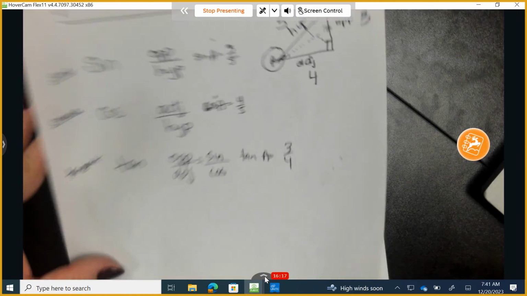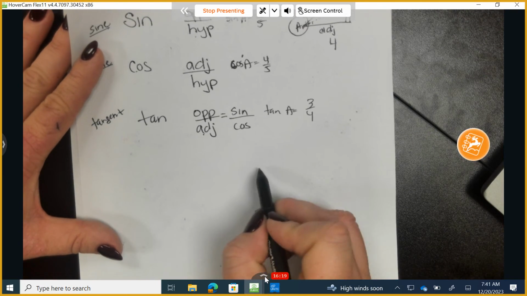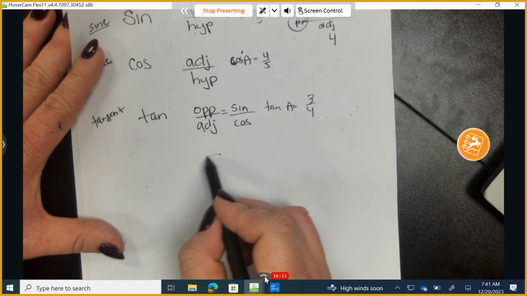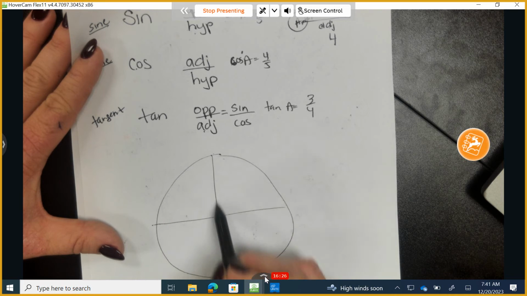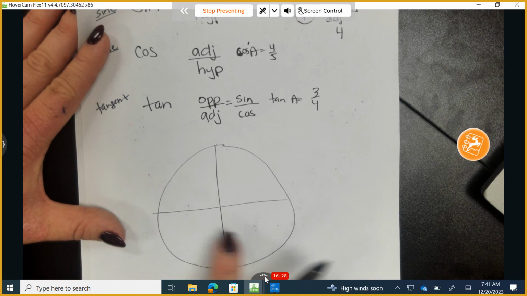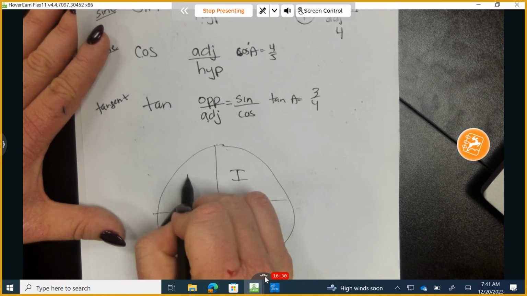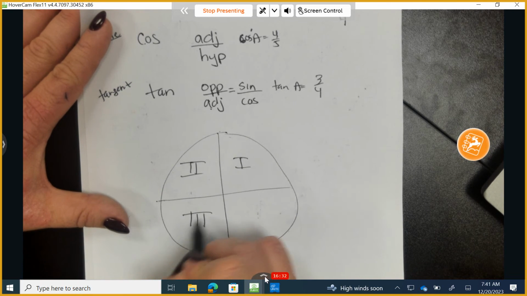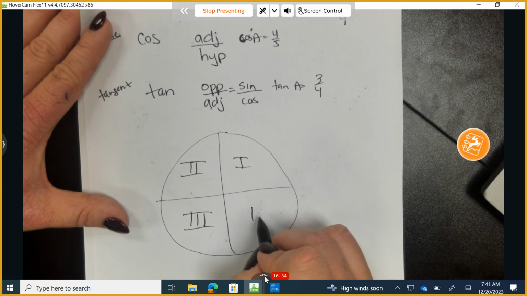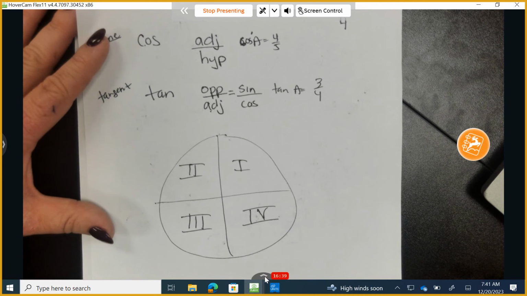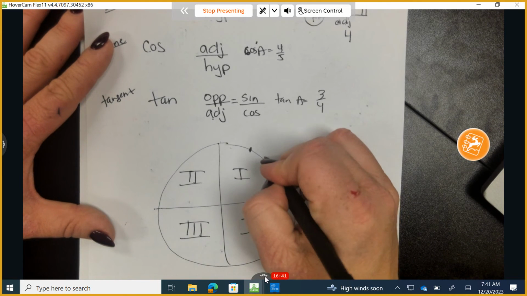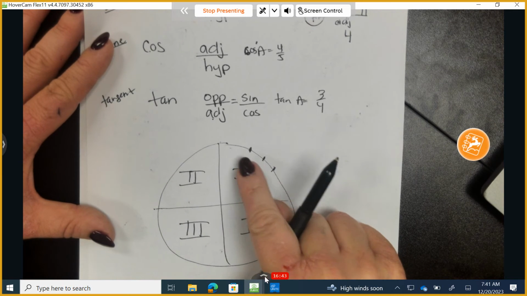Here we go. Think of this real quick, this is my unit circle, and this is my first quadrant. We call these quadrants 1, 2, 3, and 4, by the way. They use Roman numerals, this is quadrant 3, and this is quadrant 4. So there's 3 places here. There's 30 degrees, 45, and 60.